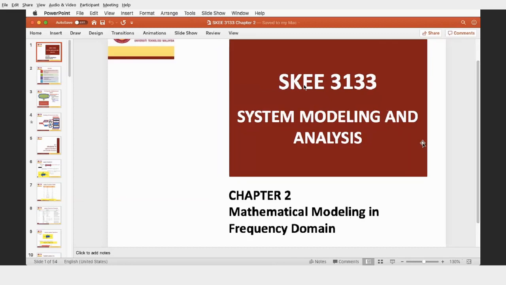If you refer to the syllabus, chapter 2 is modeling of systems in the frequency domain. We model the system in two techniques, in the frequency domain and in the time domain. Meaning we try to get the equation of the system, the relationship of the output with the input and parameters of the system, using the frequency domain and the time domain. So chapter 2 and chapter 3 cover the modeling process.